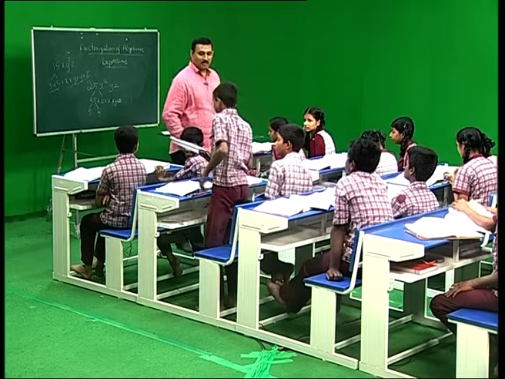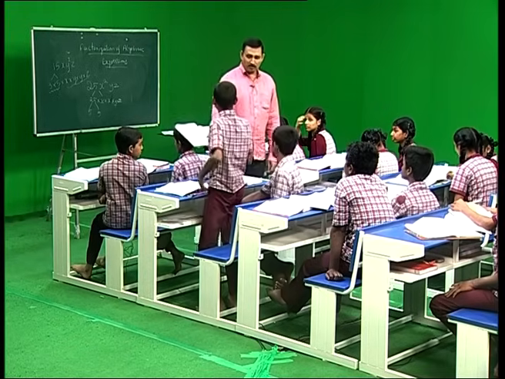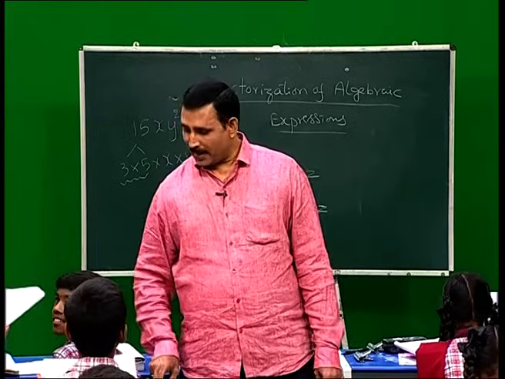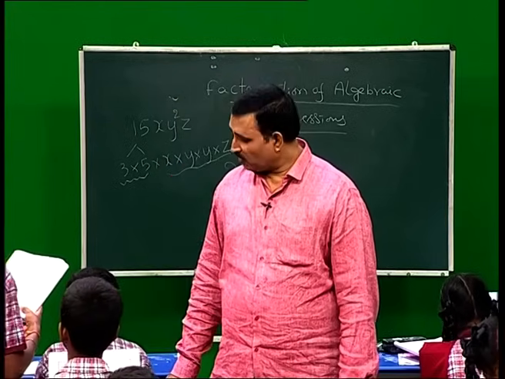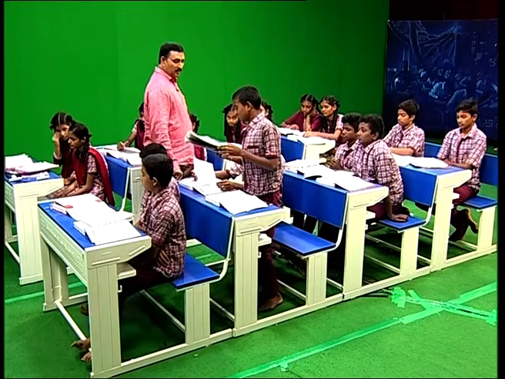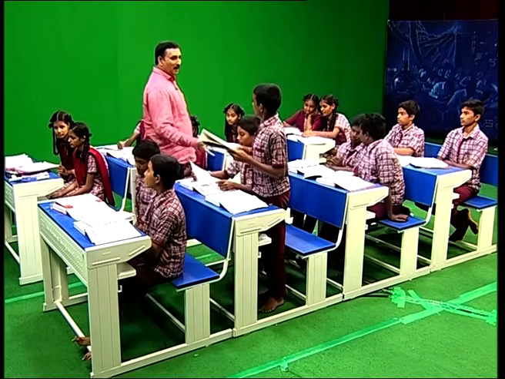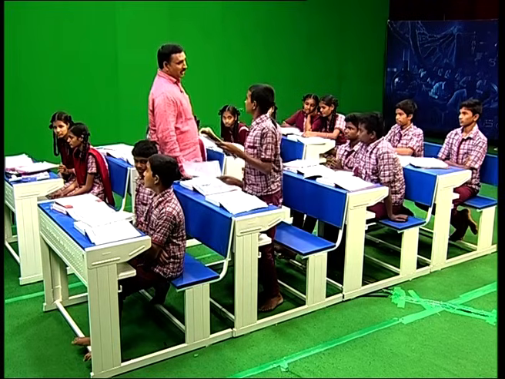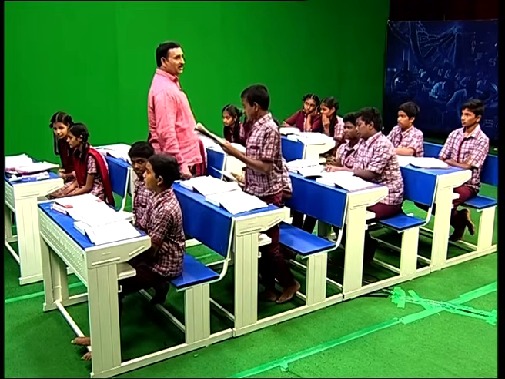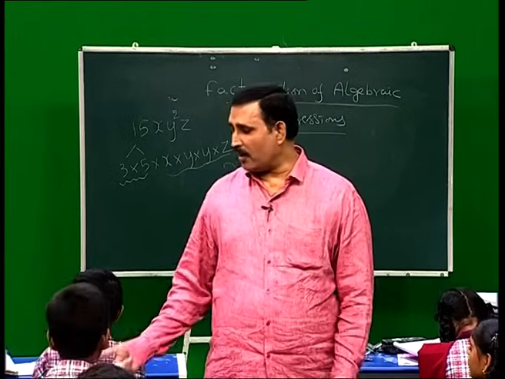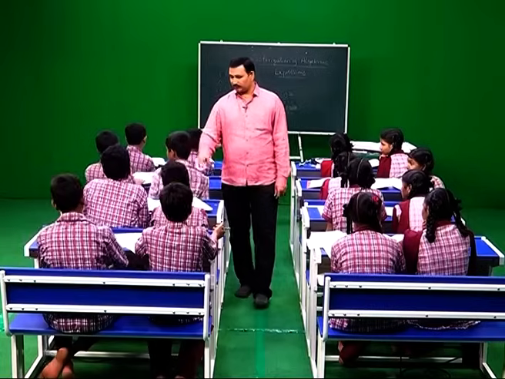Next one. What is the expression that is given to you? 10x cube y. 10 is 2 into 5. Very good. x into x into x into y. Very good. So 2 into 5 are prime factors; x and y are irreducible factors.